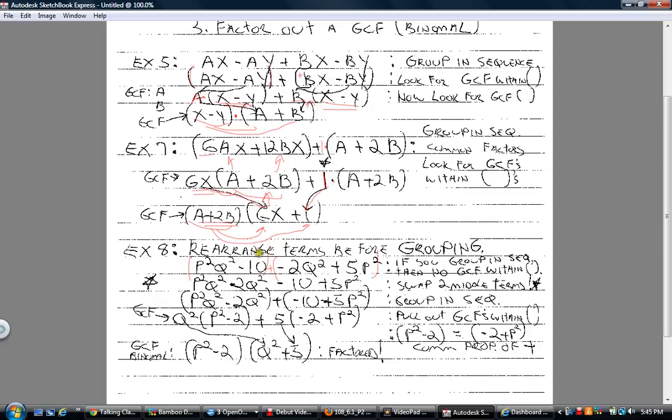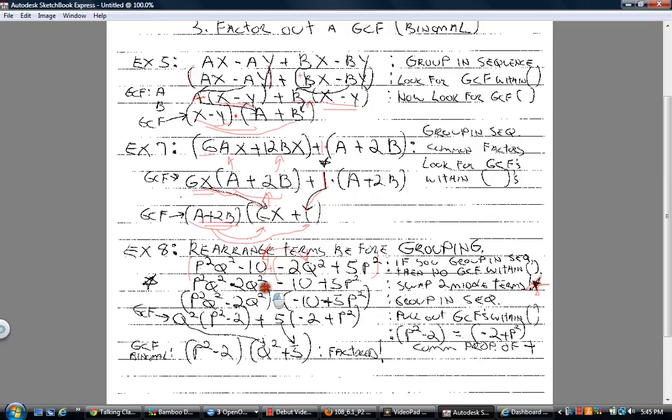What I found out was that all you have to do is realize that the two middle terms, you need to switch them. So swap the two middle terms. This is what this problem is all about. Swap the two middle terms. So I took the negative 2q squared, I made it the second one, I took the minus 10, I made it the third term. Okay.